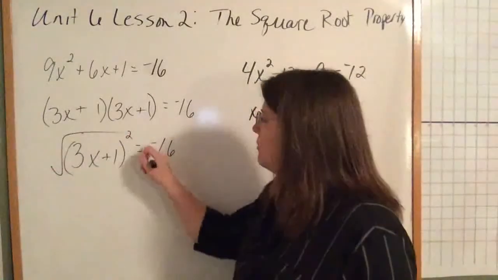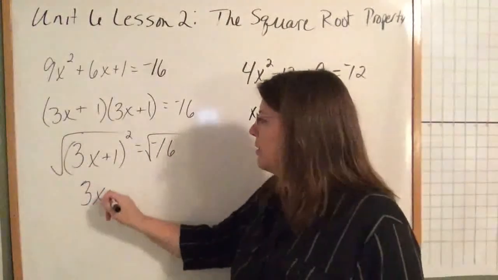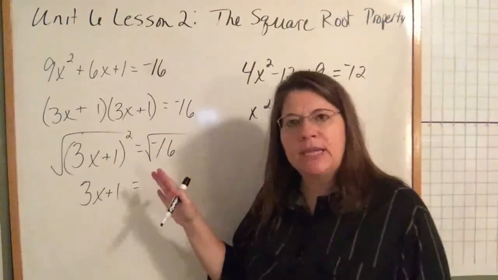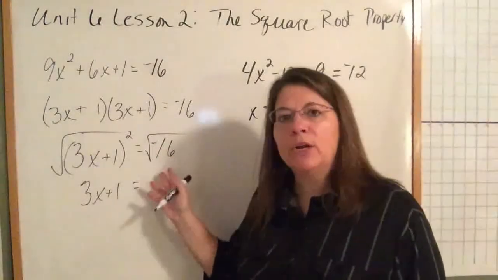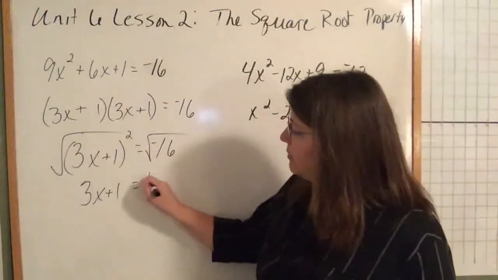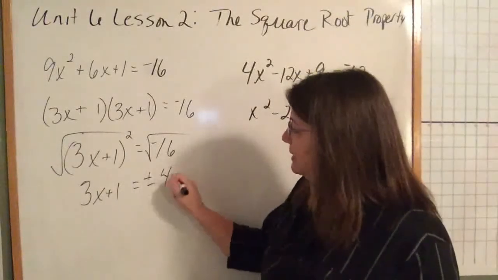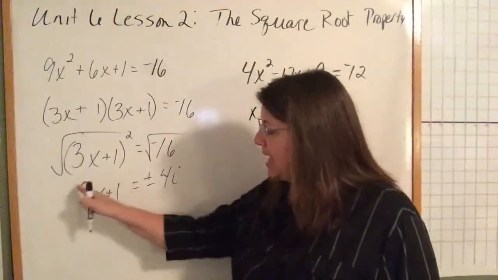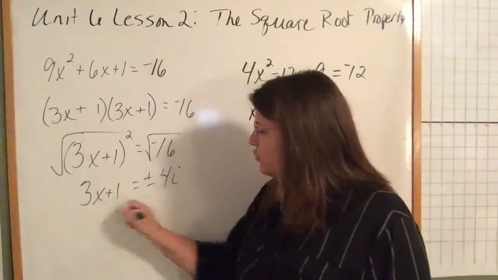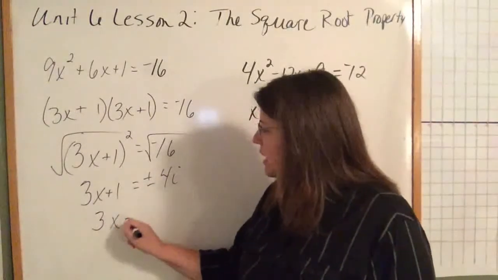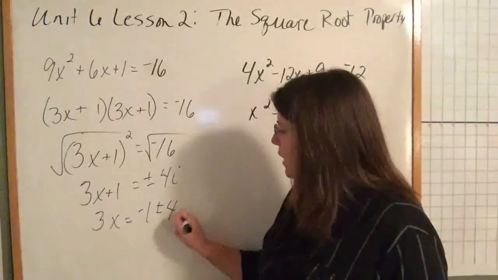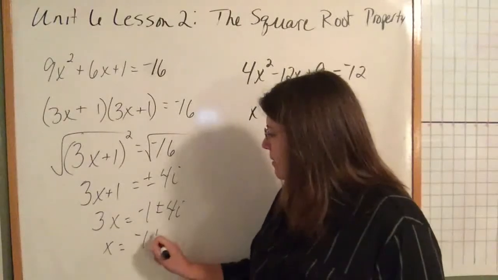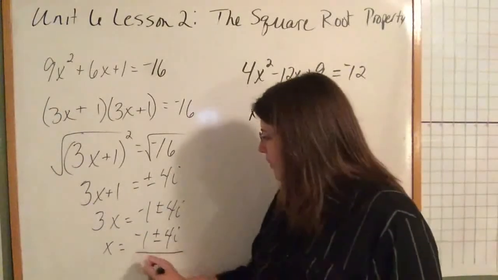When I take the square root of both sides, this side is just 3x plus 1, but this side, notice there's a negative underneath. Well, we know how to deal with negatives now. When we have a negative under a square root, we're going to bring an i out. So this one is plus or minus 4i. To solve this, then I just need to get x by itself. So if I subtract the 1 over, 3x equals negative 1 plus or minus 4i. And then if I divide by 3, x equals negative 1 plus or minus 4i over 3.